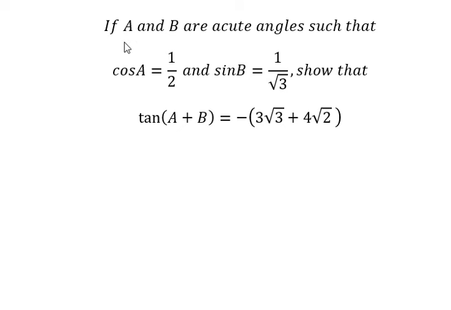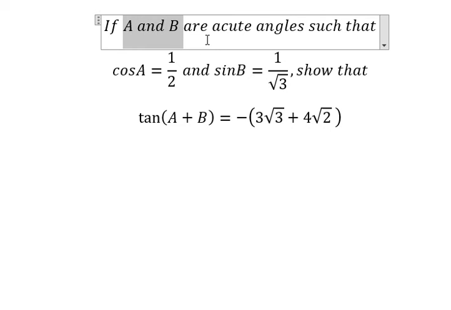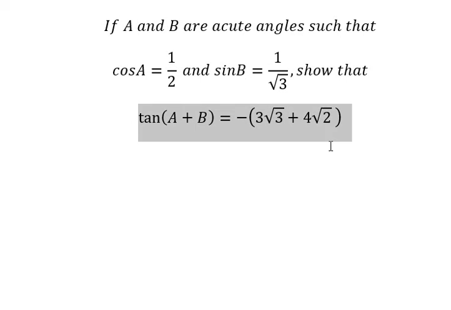So now I want to show you how to answer. A and B are acute angles, such that cosine A equals 1 over 2 and sin B equals 1 over the square root of 3. Show that this one.